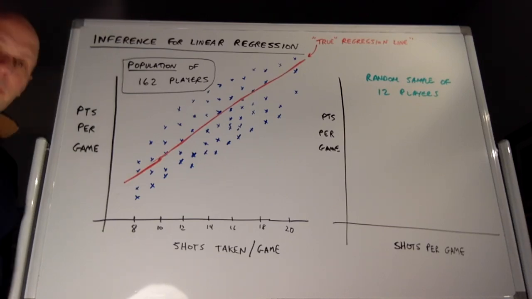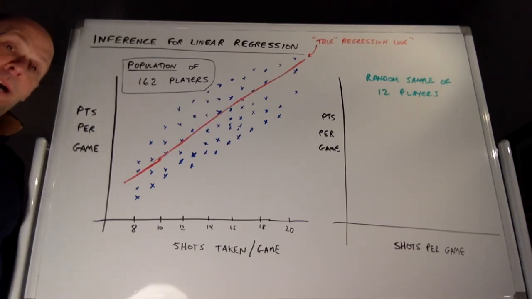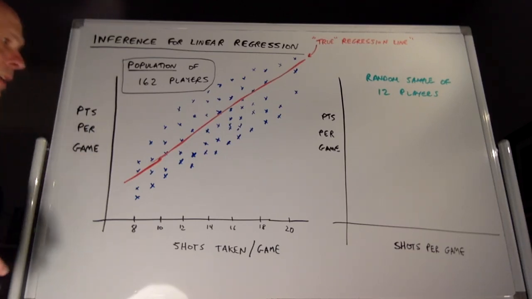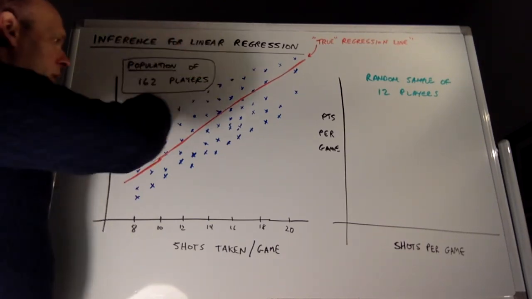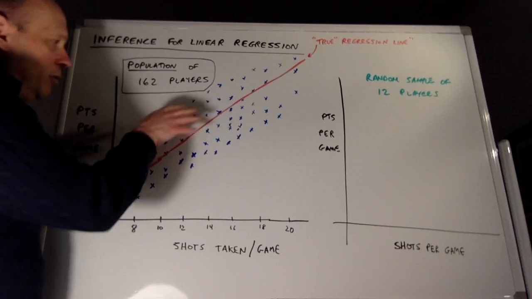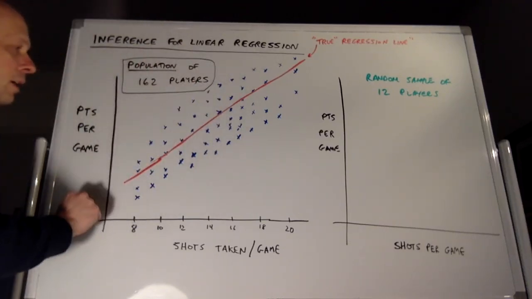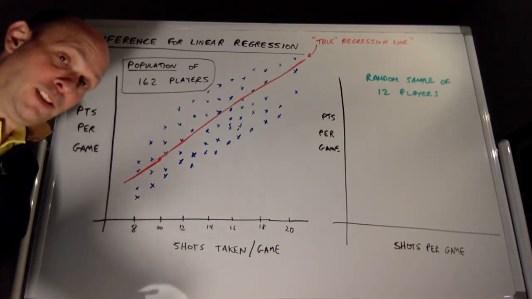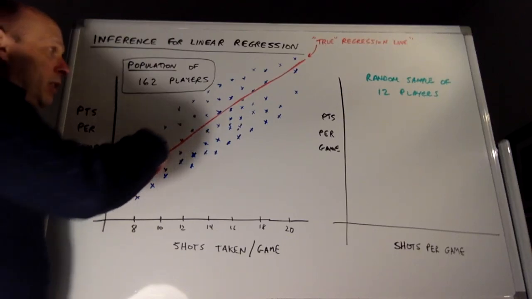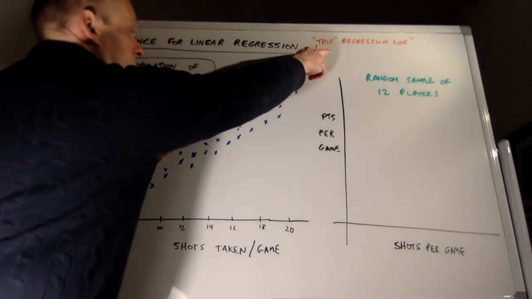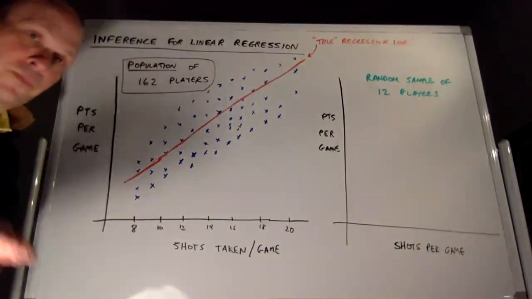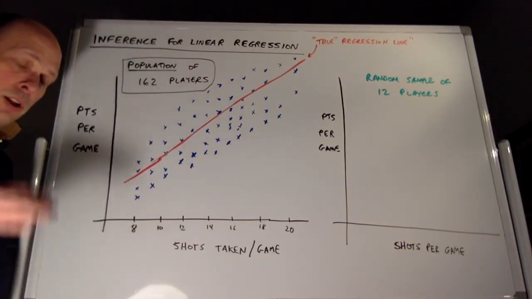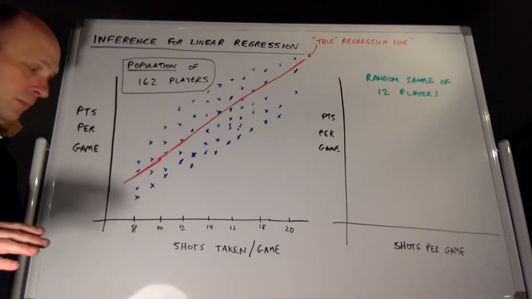As we know, we have this massive list of 162 basketball players, and we're going to treat that as our population. If I actually did a scatter plot of all 162 points, we could do a regression for those 162 points, and we would get a regression line. Notice I'm labeling it the true regression line. This would be the regression line for all 162 players.